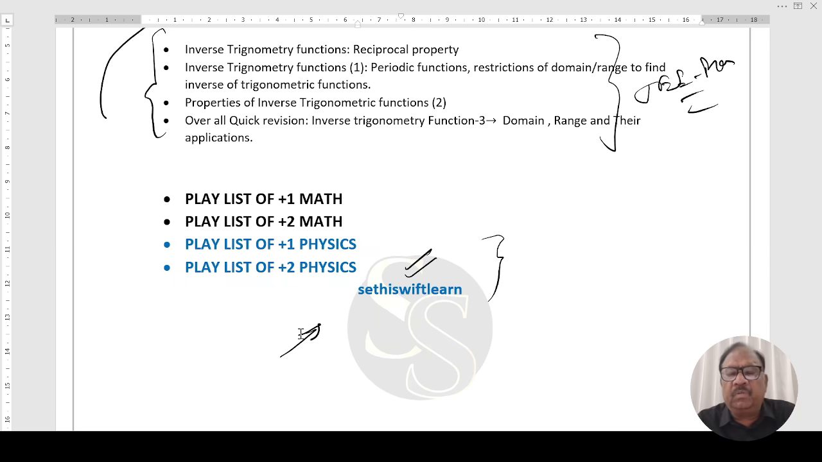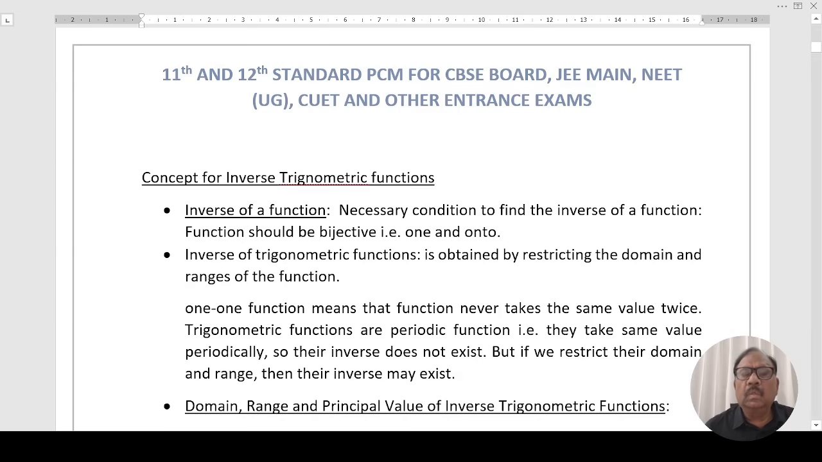Now let's start with the concepts and questions. The concepts in inverse trigonometric functions are: to find the inverse of a function, the necessary condition is that it should be bijective. Bijective means one-one and onto. Inverse trigonometric functions are obtained by restricting the domain and range of the functions.